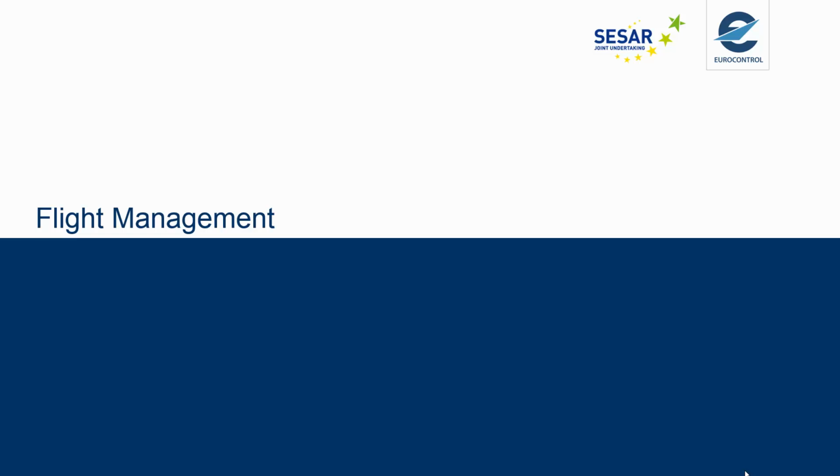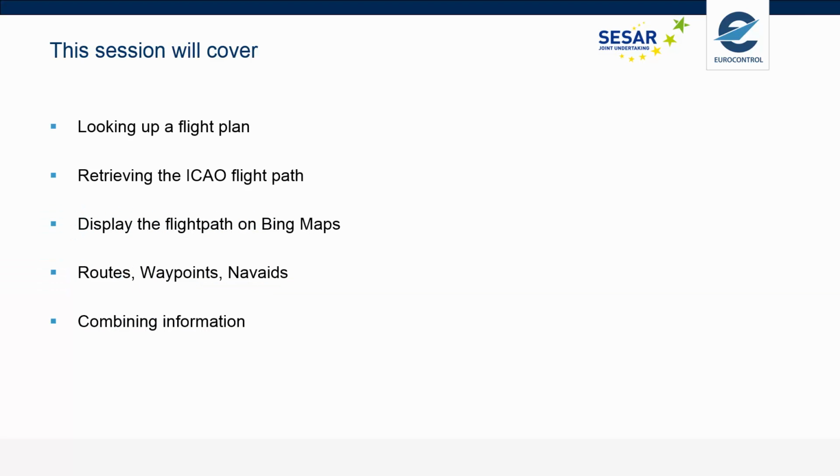Welcome to this session about flight management. This session will cover how you can look up a flight plan, how you can retrieve the ICAO flight path, display that flight path on Bing Maps. We'll take a closer look at routes, waypoints and navaids, and we will see how we can combine all different kinds of ATM data sources.